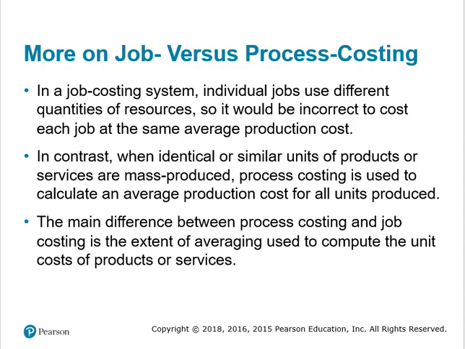Now, in a job costing system, individual jobs use different quantities of resources, so it would be incorrect to cost each job at the same average production cost. But just think, process costing has identical or similar units of products or services. They're mass produced. So we use process costing to calculate an average production cost for all the units produced. The main difference between process costing and job costing is the extent of averaging. That's really what it is. Process costing is like the big average.